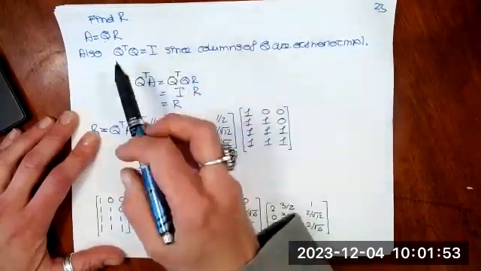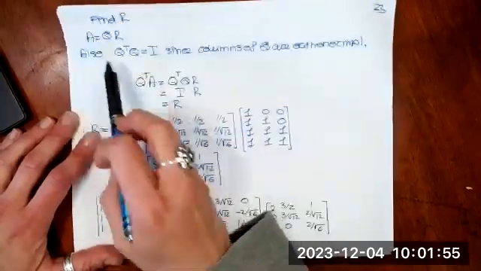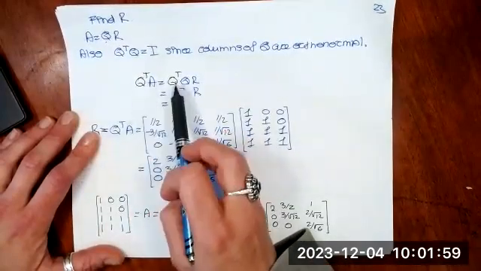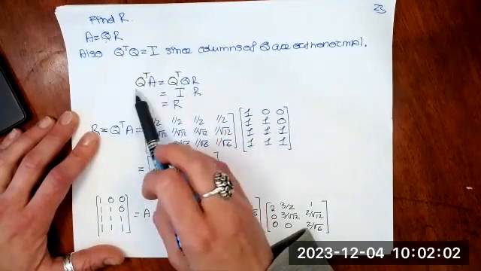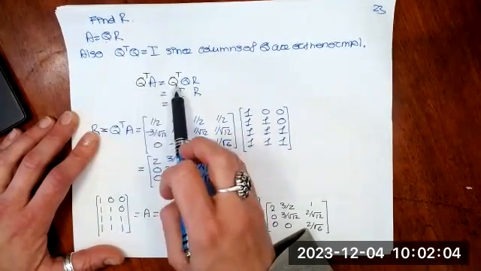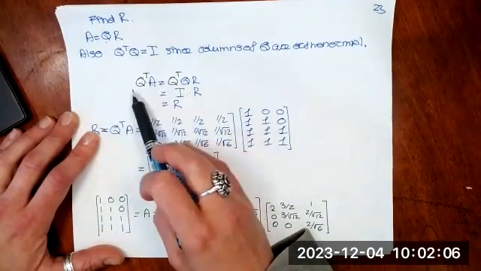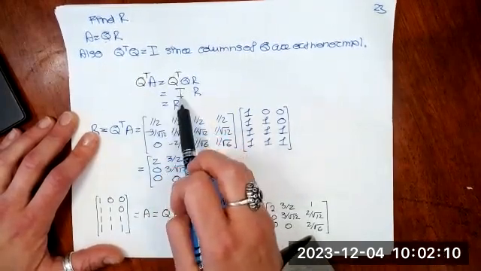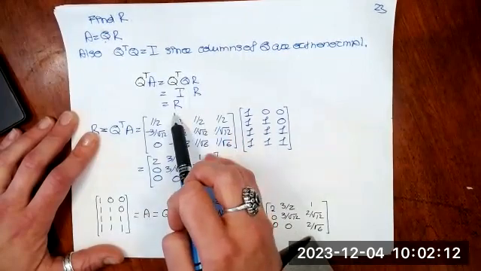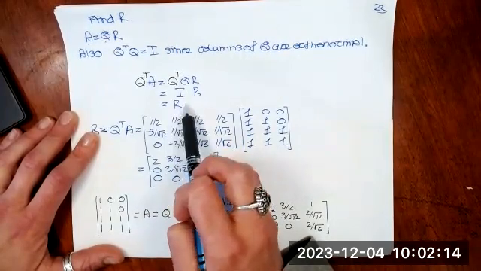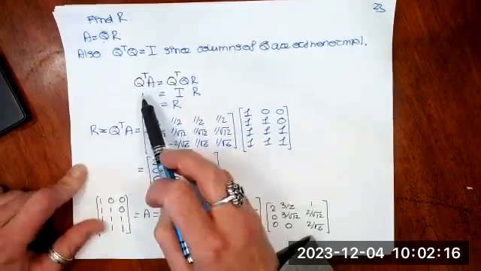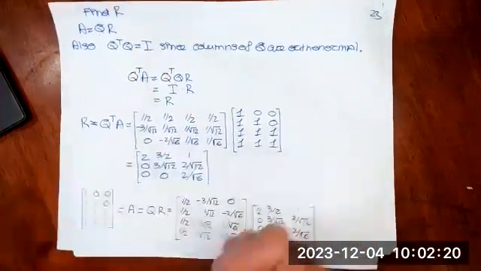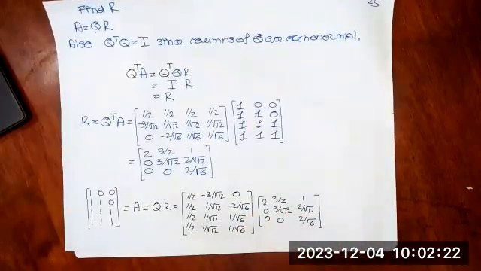And what you can do in this formula, I have A equals QR. You can just multiply on the left by Q transpose, multiply both sides by the same matrix Q transpose. Then Q transpose times Q is I, times R is R. So I can basically compute R by doing Q transpose times A, right? Which is not hard, much easier than finding inverses.